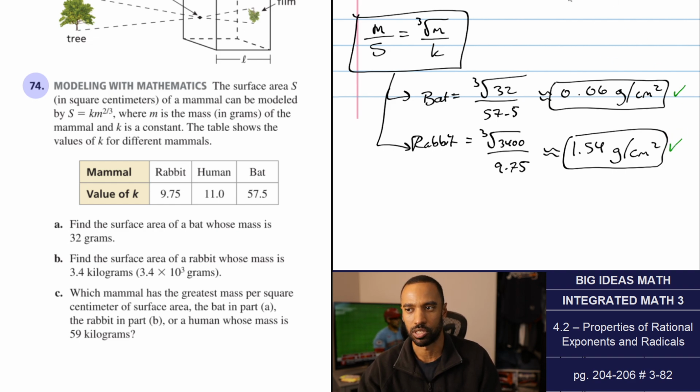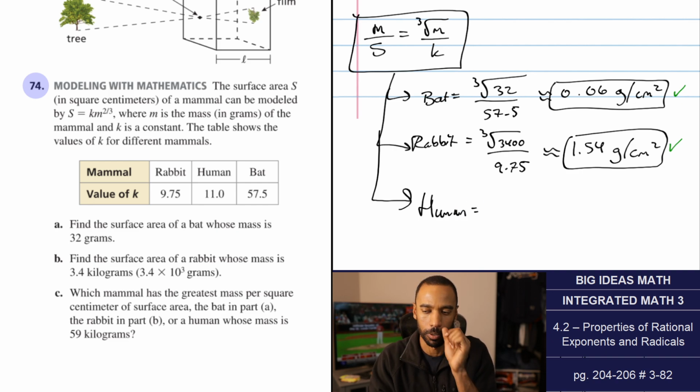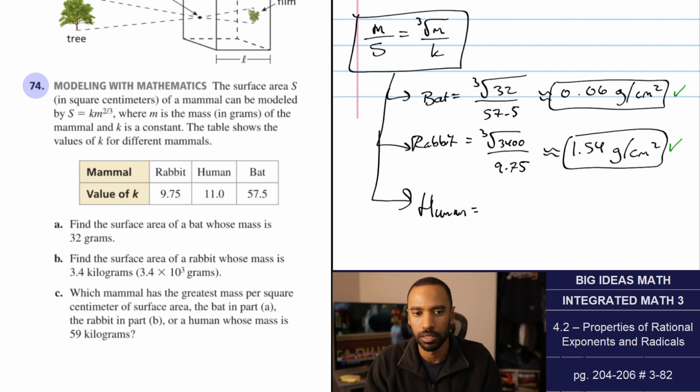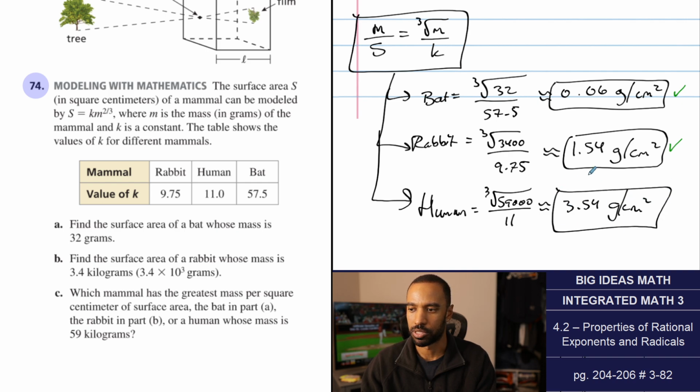And then the human, I mean, listen, the formula's working. They're just saying confirm that it works. And I think if we're getting numbers, we'll confirm it. That was 59,000 grams. So 59,000 grams, cube root of 59,000 divided by 11. Divided by 11, I'm getting 3.54 about. Oh, cube root of 59, that's not a 5. Cube root of 59,000 divided by 11, which is about 3.54 grams per square centimeter. And I think that was that one as well. Somewhere between 3 and 4, I believe it was.